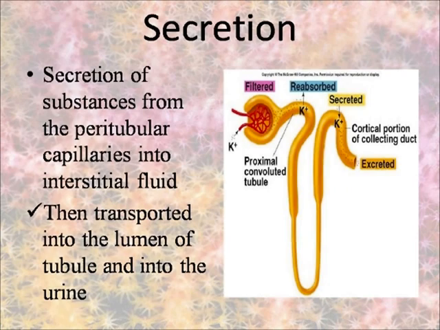Secretion. Organic acids such as phenolate, para-aminohippuric acid, and bases such as choline are secreted at the proximal convoluted tubule, while potassium ions are secreted in the terminal parts of the distal and collecting tubule. Secretion of substances from the peritubular capillaries into the interstitial fluid, then transported into the lumen of the tubule and into the urine.